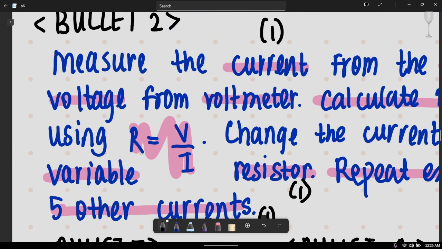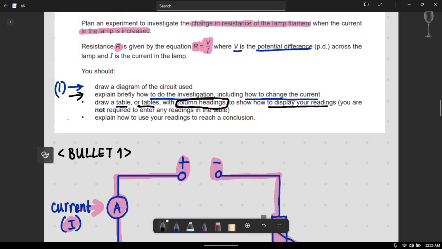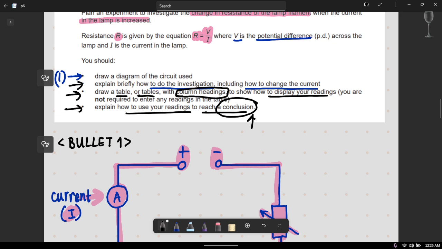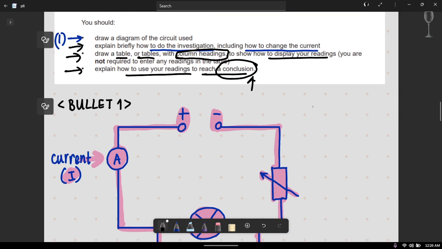I'm saying it again. Then it says, explain how you would use your readings to reach a conclusion. Now, for almost every single question, when you're asked to figure out how you'll reach a conclusion, it's usually you saying to plot a graph to see the trend. So the graph could be different. Sometimes it could be a graph like this. Sometimes you could have to mention use a bar chart or something like that.